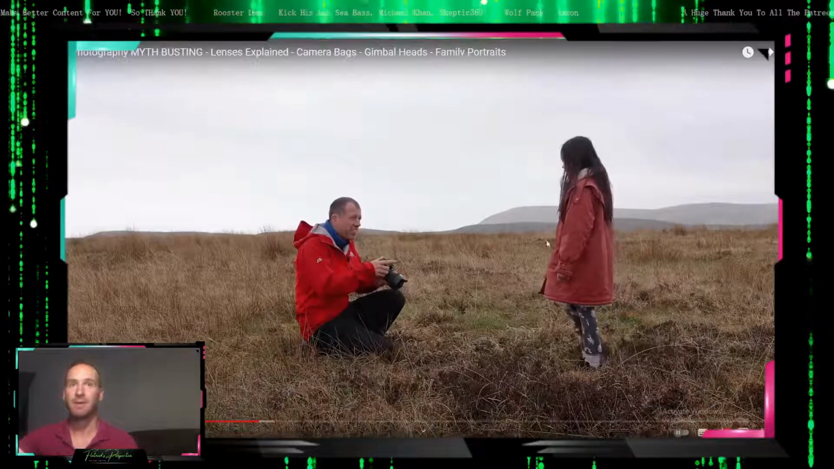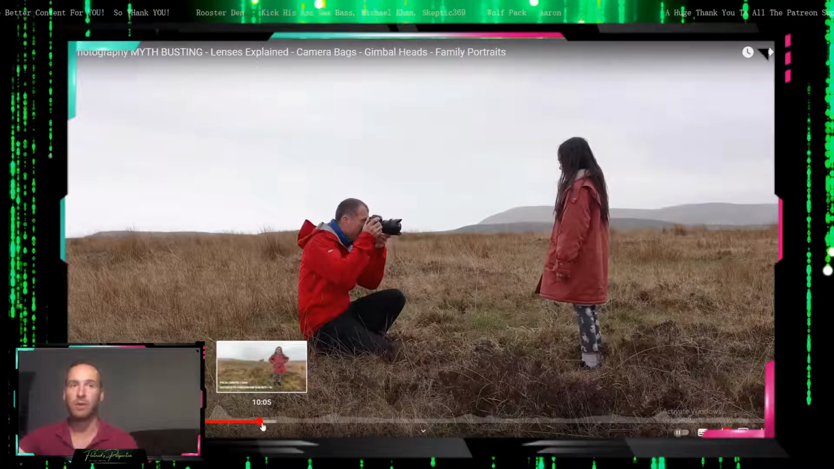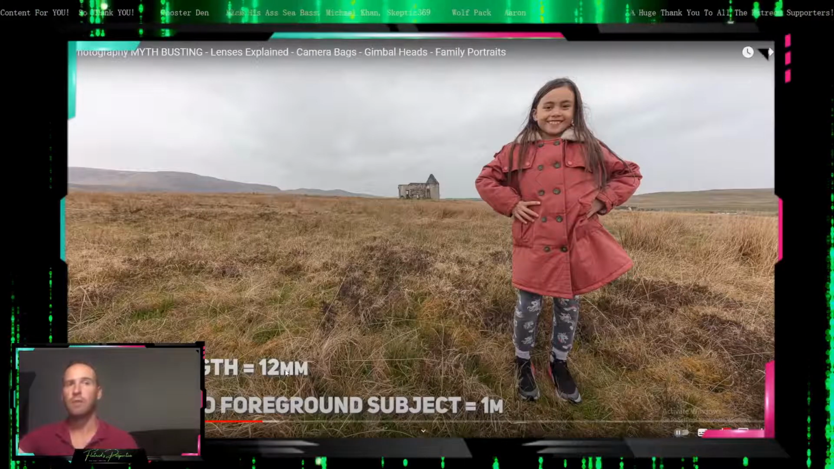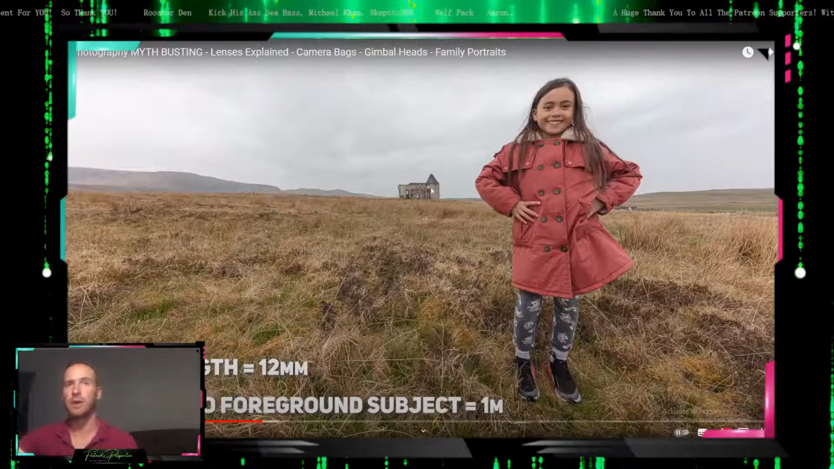Right. You've got to stay still, remember? Yeah, okay. Anyway, we don't need to watch all that. We're going to get the first one. This is the first one. 12 millimeters. The distance was 1 meter away.